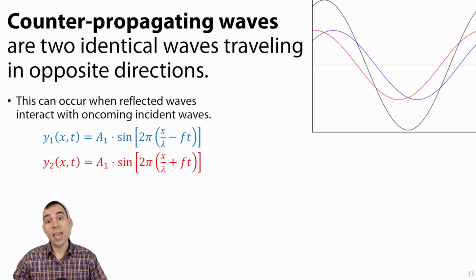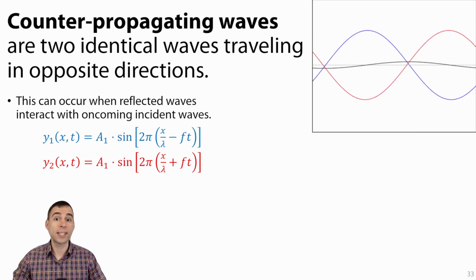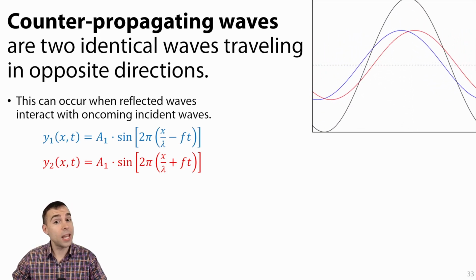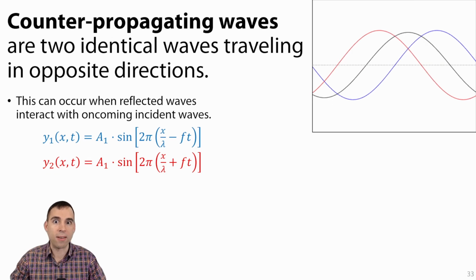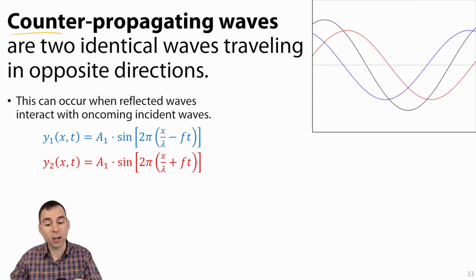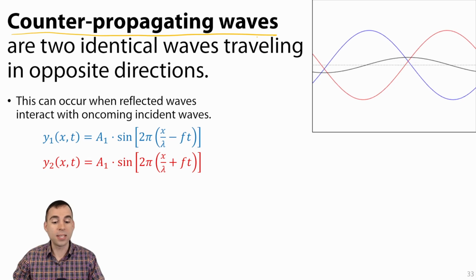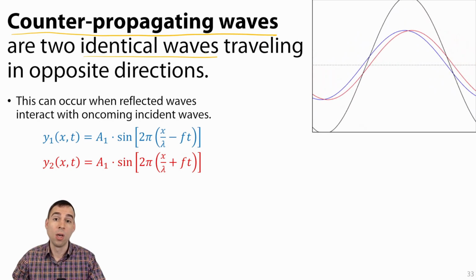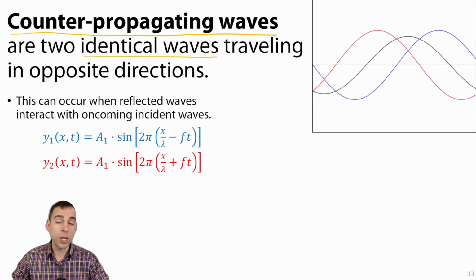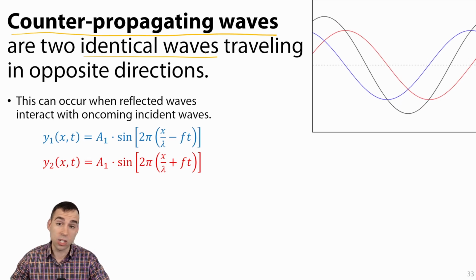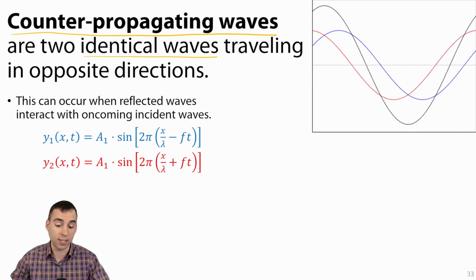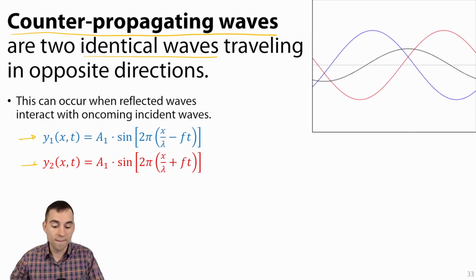If we have a wave that is reflected back the way it came, and it interacts with an oncoming wave, we would say that those two waves are counter-propagating. They're traveling in opposite directions. And these two waves would be identical for an ideal case. And we could describe each of those waves, the incident and the reflected wave, with their own wave functions.